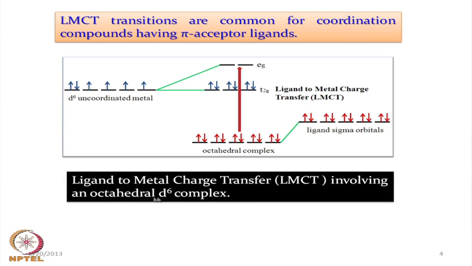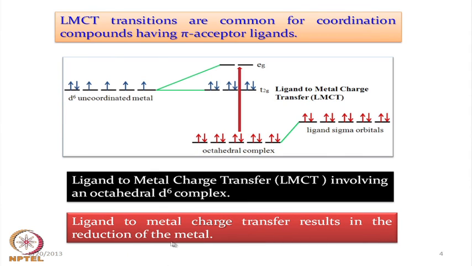So, we have the ligand to metal charge transfer involving an octahedral d6 complex. In case of an octahedral d6 complex, which is definitely low spin, we see the transfer like this, and obviously for this particular case we can have the corresponding separation, which will tell us at which particular wavelength we can see the transition, and experimentally we can measure the corresponding intensity.